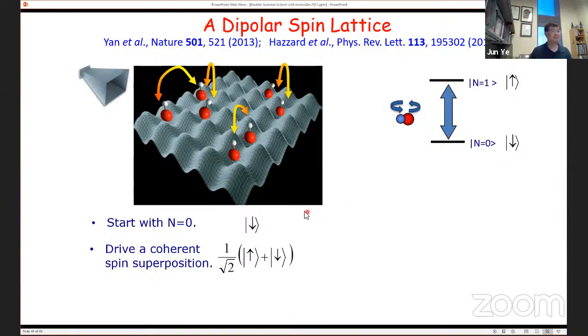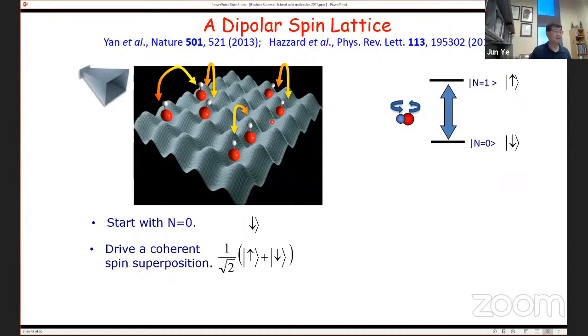In that case, if you wait for a while, there will be spin exchange between the neighboring molecules, because each molecule is actually in a coherent superposition of both up and down. And nevertheless, they can spin exchange, and these two molecules actually become entangled. You have heard about quantum entanglement. This is exactly the quantum entanglement type of experiments you can perform.